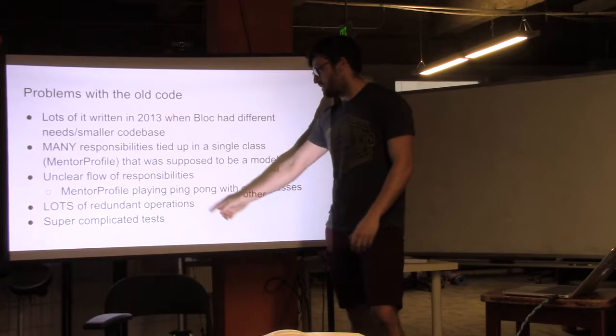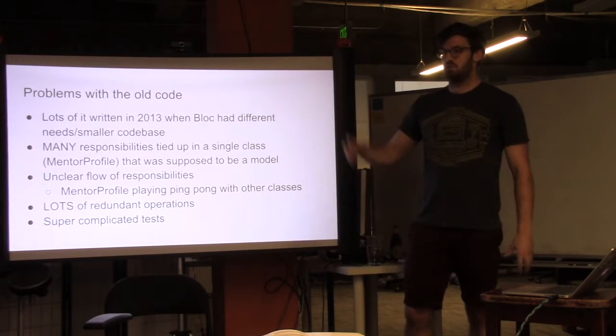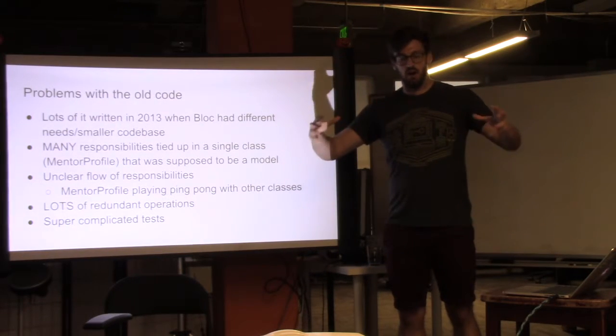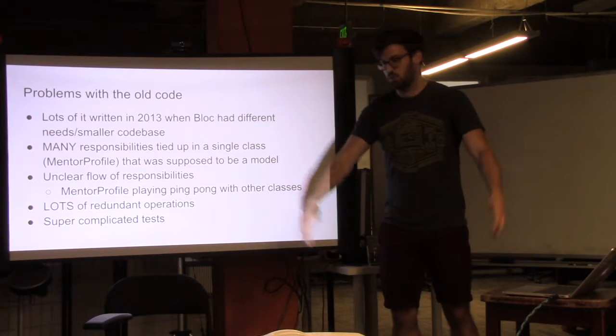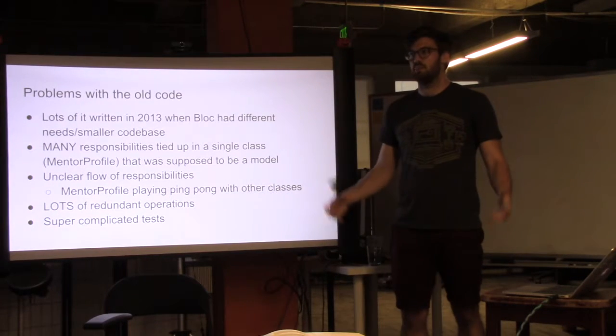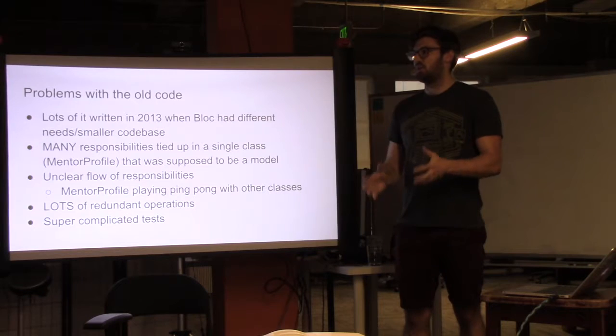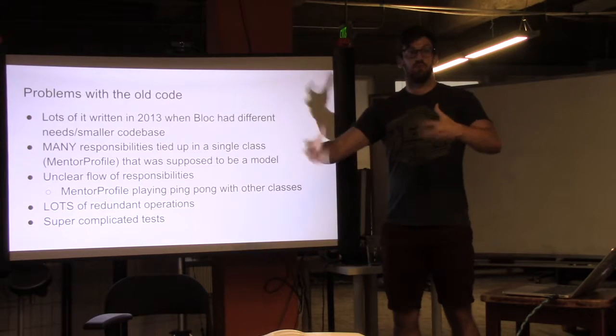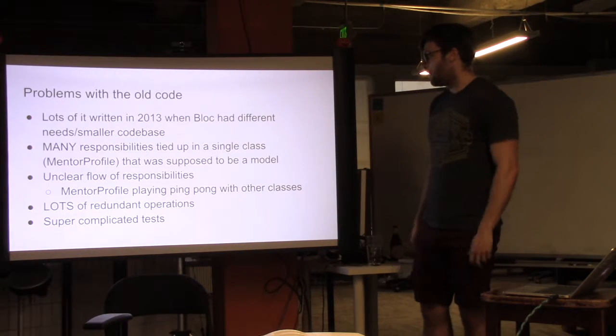There was a surprising amount of redundant operations. So we had mentors being ranked multiple times. We had querying available mentors multiple times in different classes. Basically, there was a point where we weren't just working with the same set of data, sometimes we were duplicating the data that we were querying.